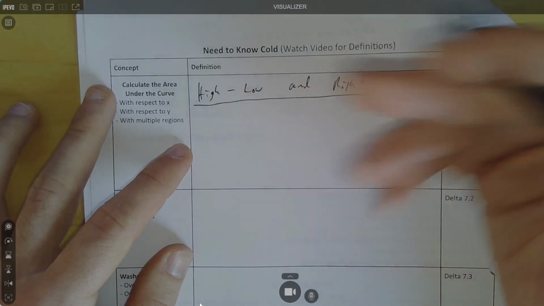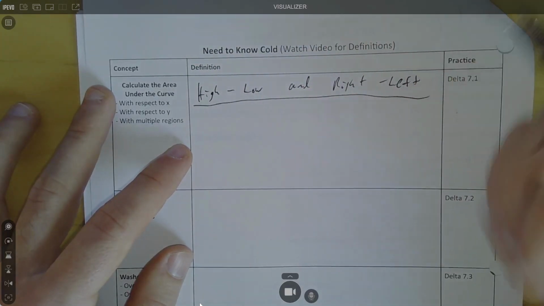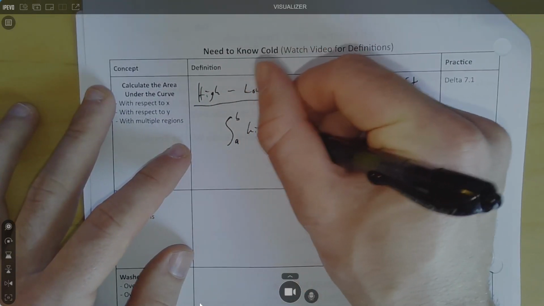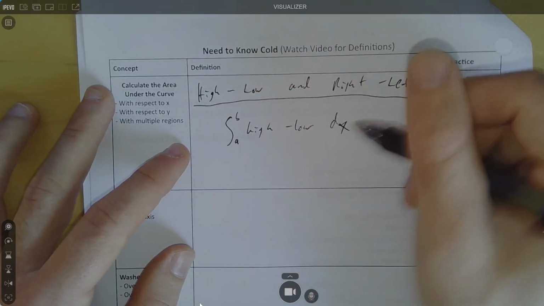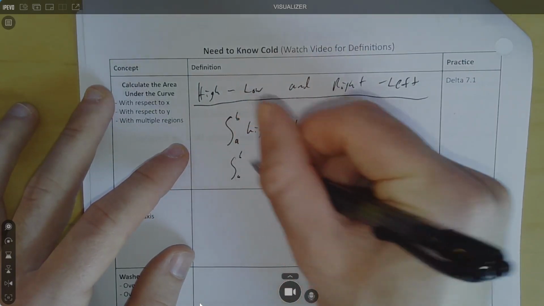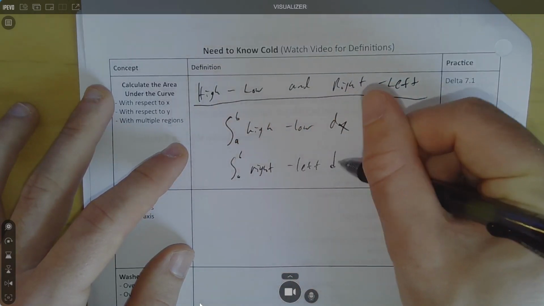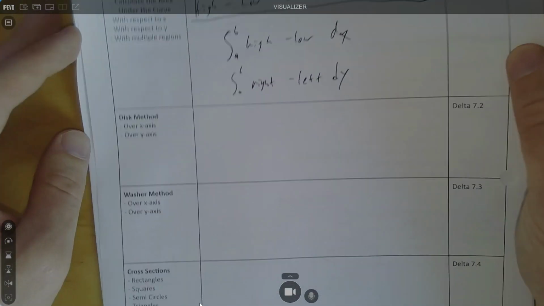We'll do some practice questions of this later. There's not really a whole lot more to say here. You're integrating from a to b, high minus low dx, or you're integrating a to b, right minus left dy. And these are the integrals. We'll get to that in a bit.